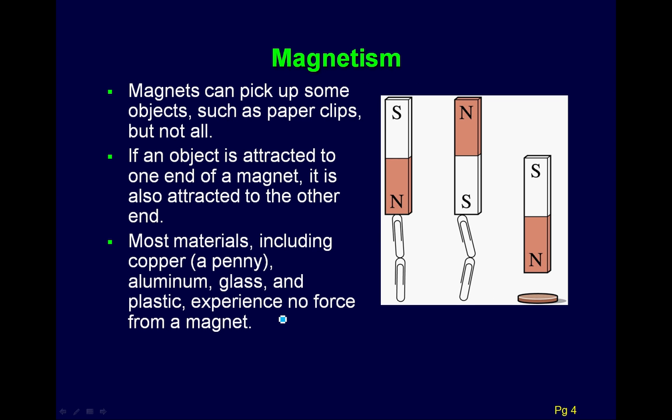Another aspect of magnetism is that some things are affected by a bar magnet. For instance, here he can pick up paper clips with either end of the bar magnet, but a penny is not affected. The materials that are affected we call magnetic materials.